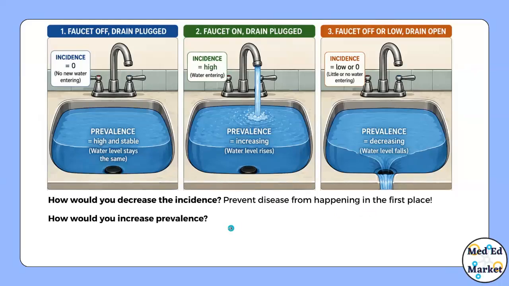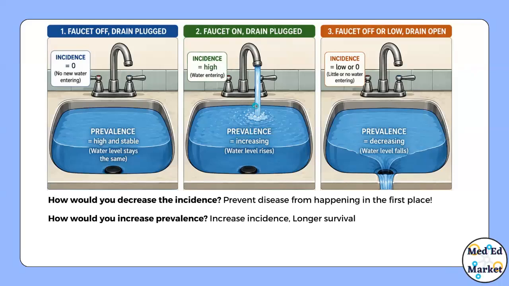Now, on the other hand, how would you increase prevalence? How would you increase the water level here in the sink? Two main ways. That is one, to increase the incidence. So we'll turn on the faucet, that'll start running, and more new cases would run into the sink. And the other way is to have longer survival.